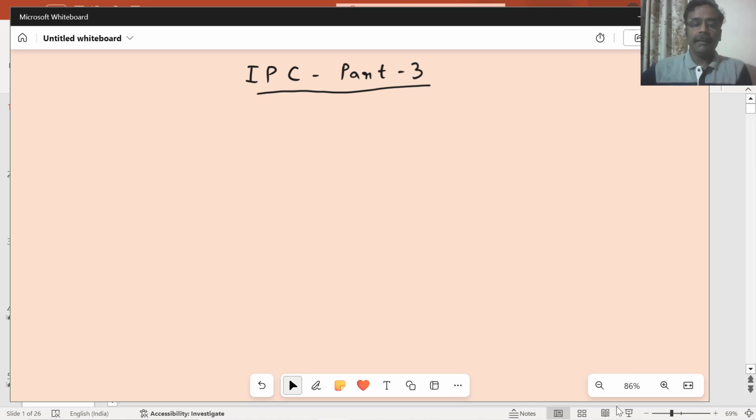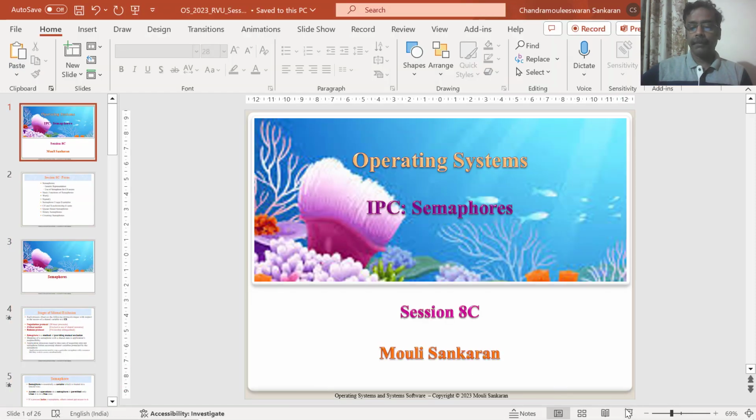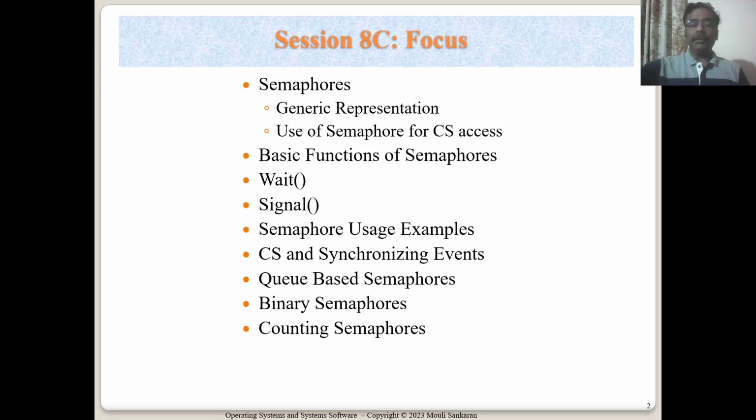Hello, welcome to the third part of the IPC section discussion. Here we are going to get into the details of what semaphores are, what the two important functions, which are nothing but system calls, are, and how this is used in a typical scenario.